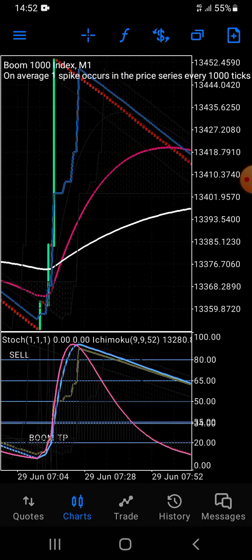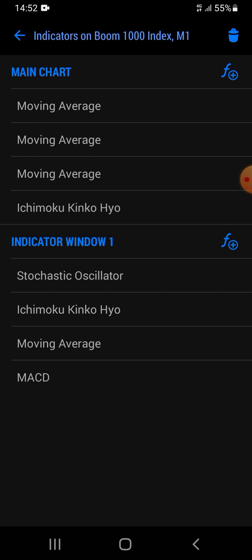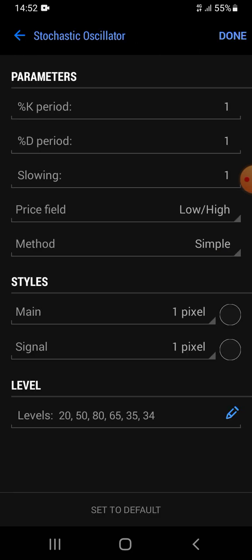Then you come to your indicator window 1. You have your stochastic oscillator. %K period 1, %D period 1, slowing 1. Price field low/high. Method is simple. Styles: your main is 1 pixel, your background color. Signal is 1 pixel, your background color, because we don't need the main and the signal to show.